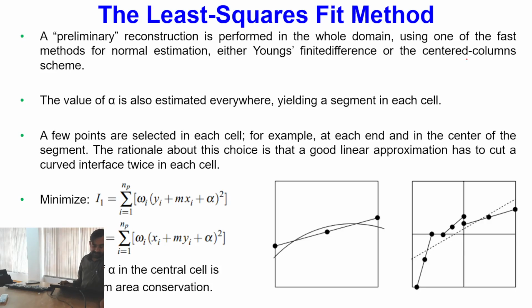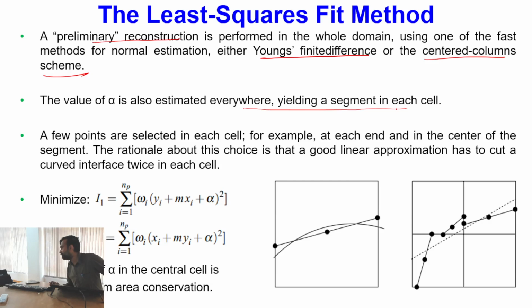Okay, the next method is the least squares fit method. Again this is a similar method which first employs either Young's finite difference method or centered column difference method for some preliminary reconstruction. So over the entire domain, first we will be doing the preliminary reconstruction. After that, the value of alpha is also estimated everywhere.